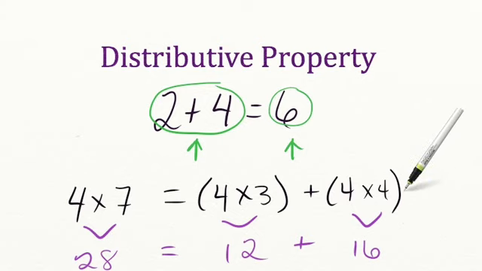So even though this equation looks very different from the equation above, it still has a balanced amount. We still have 28 on this side and 28 on that side. We just wrote it differently, and that's what the distributive property is all about. The distributive property takes numbers and breaks them apart into smaller pieces. So let's go over another example and practice together.